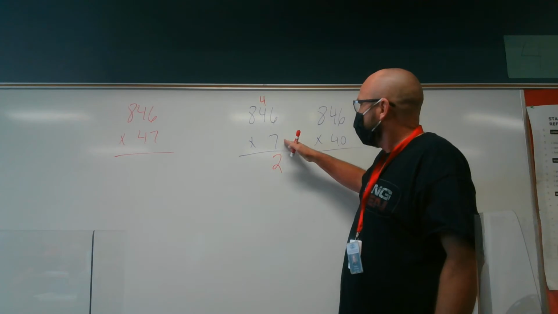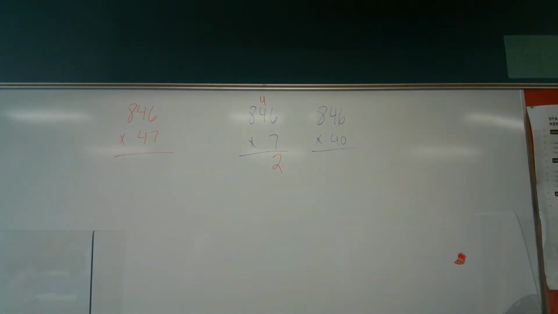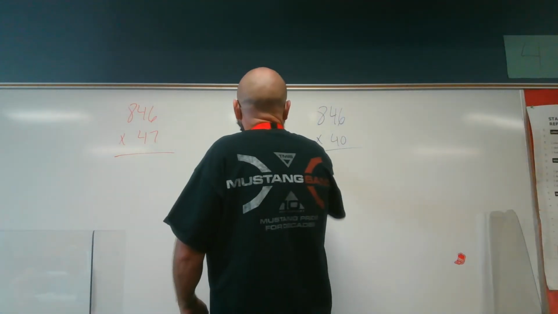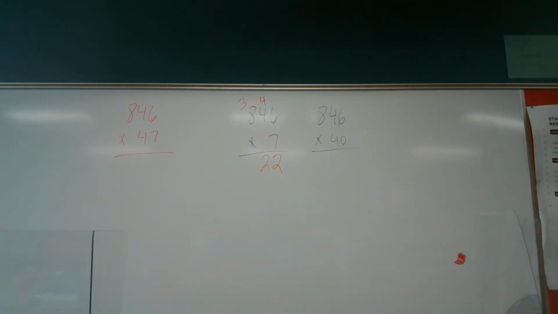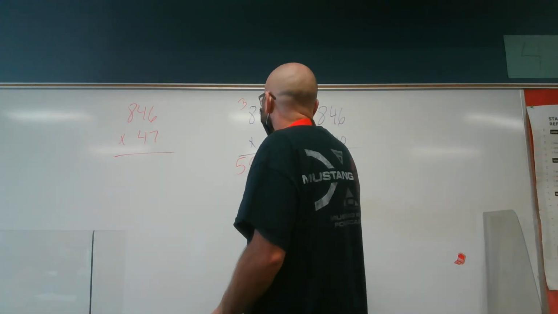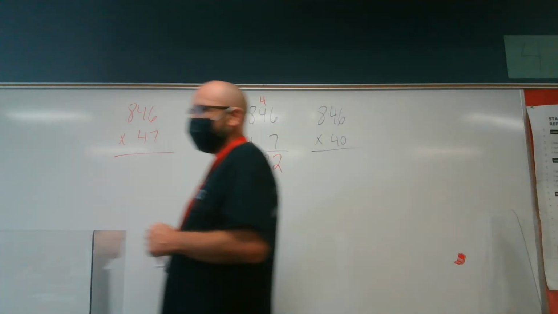Now we're multiplying by tens. 7 times 4 is? 28. Plus 4 more. 32. Now we have to know 7 times 8. 7 times 8. 56 plus 3 more. 59. So you should have gotten 5,922.